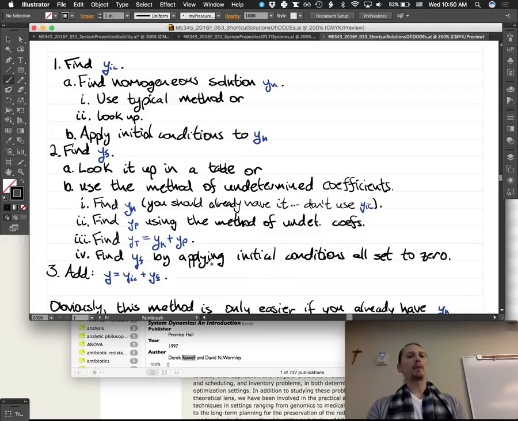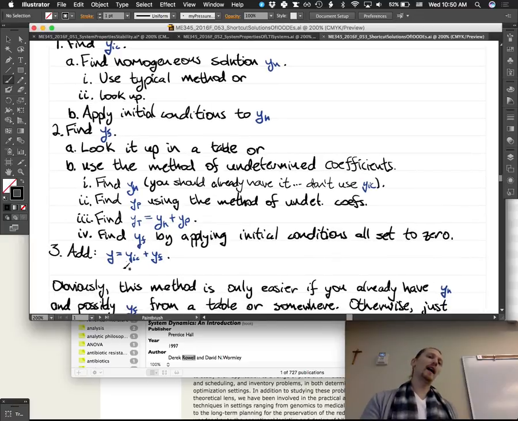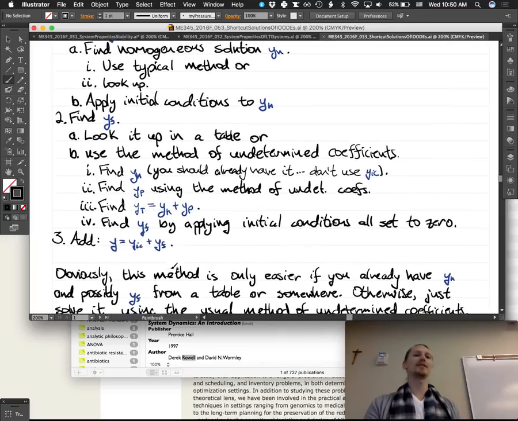Find YF by applying the initial conditions all set to 0, right? Because we're finding the forced solution, so all the initial conditions should be 0. So do that. And then finally add YIC and YF together to get the full response.